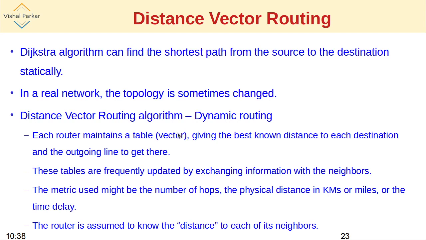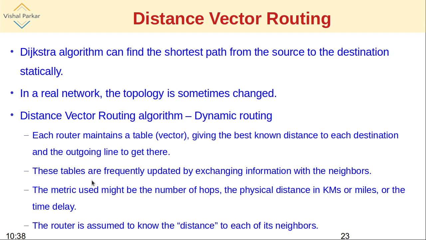So for example, it will have the best known distances to the routers in that particular subnet and the path which is taken to reach that particular destination or router. We'll see that with one example. So these tables are also frequently updated by exchanging this information with their neighbors.